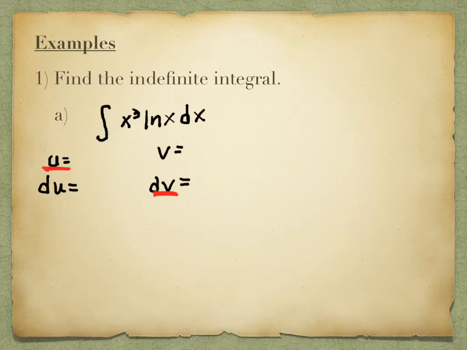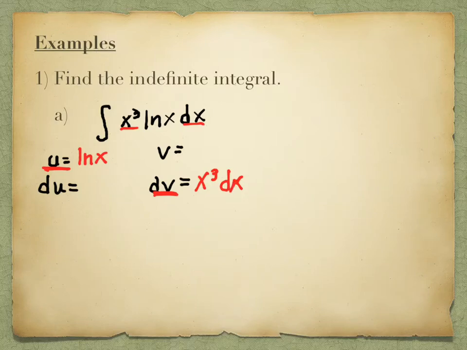What do you think u has to be? Natural log of x. Yes, it has to. Because I can't let natural log of x be the dv, because I don't have a closed form for the antiderivative of natural log x. I'm not able to do that. So I want to put the natural log of x here, and the reason I do is because I can take the derivative, i.e. the du, of natural log x. I'm able to do that. That means by default that x cubed has to go over here, and it's x cubed dx actually, because all of the pieces have to go somewhere.